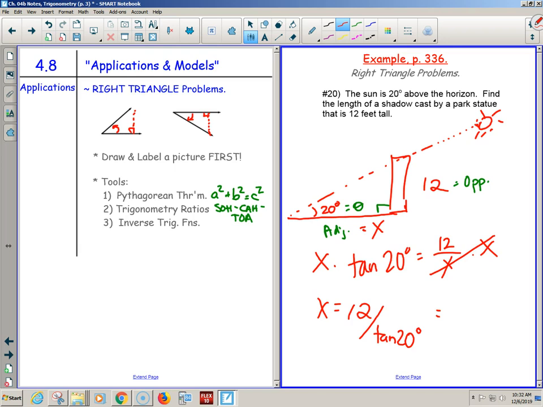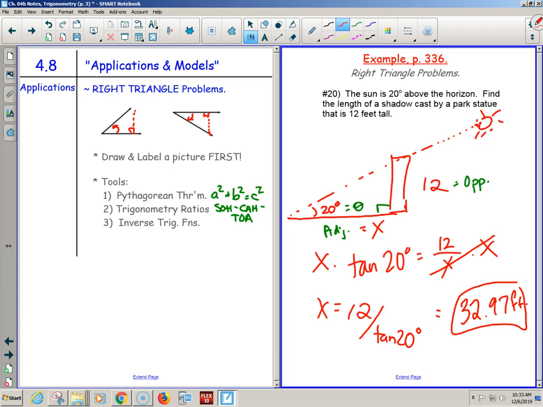Don't you have it? 32.97, if you round, and it's feet. Crazy. Is that 20 degrees? 20 degrees, the sun is very low in the sky, so that shadow's good. I don't think I would have guessed 32. I probably would have guessed 25. But still, longer than you would think.